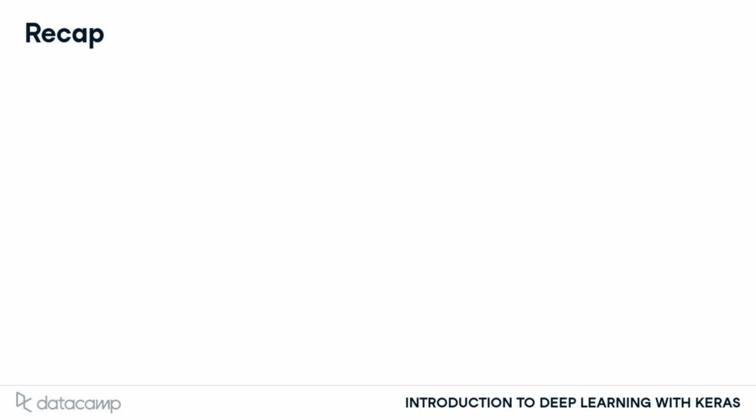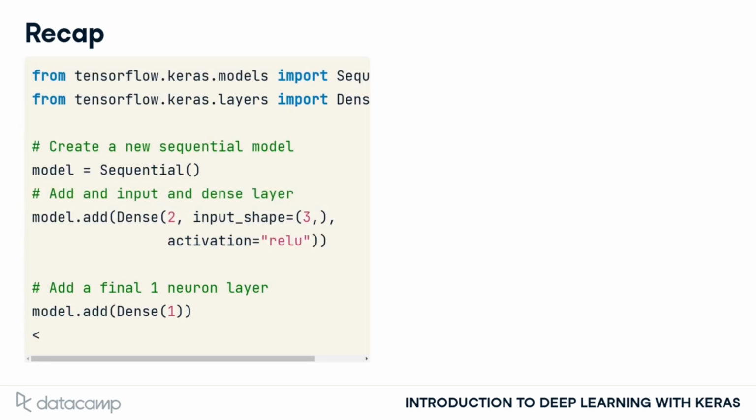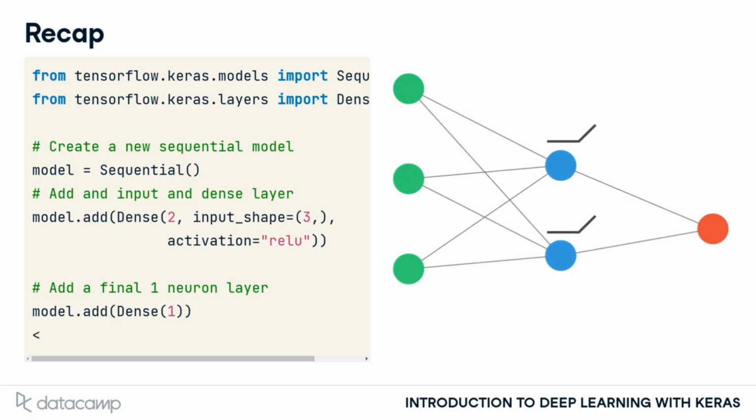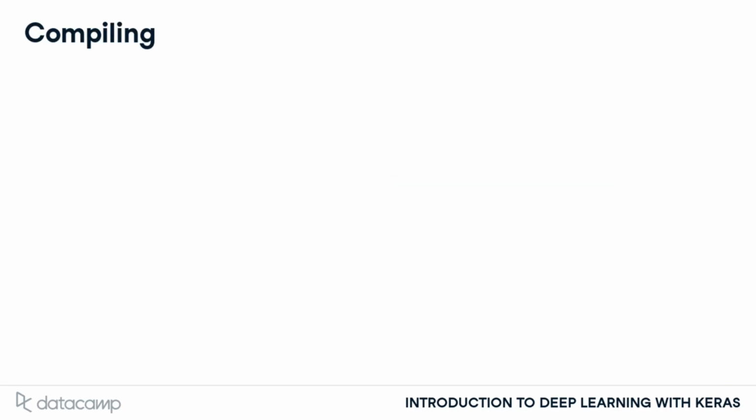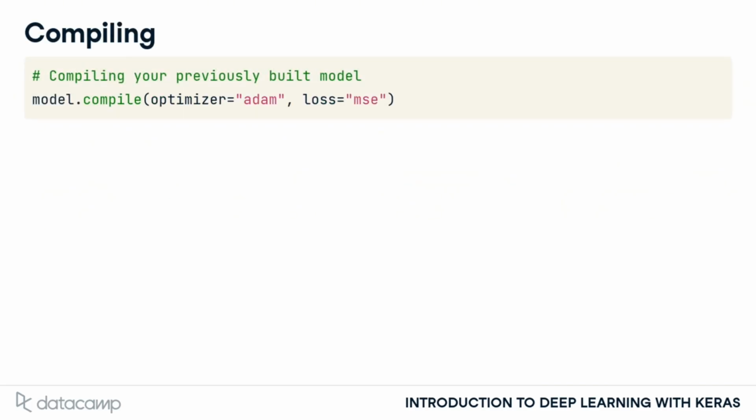In the previous lesson, we saw how easy it was to create a model with Keras. You instantiate your sequential model, add a couple of layers and their activations, and that's it. You've built a simple model in no time. A model needs to be compiled before training. We can compile our model by calling the compile method on it.